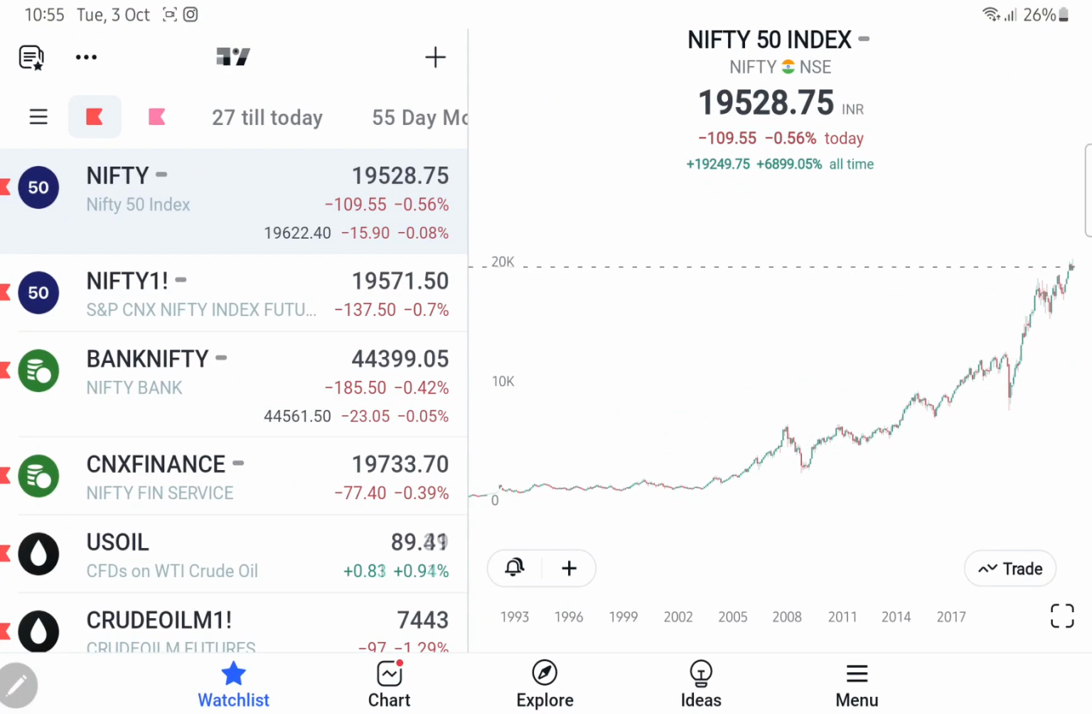So guys, this is in no way financial advice or a tip. This is purely my view on the markets, how I'm going to trade tomorrow and everything. So you get a reference, that's it. Don't use this as a tip, just use it as a reference.